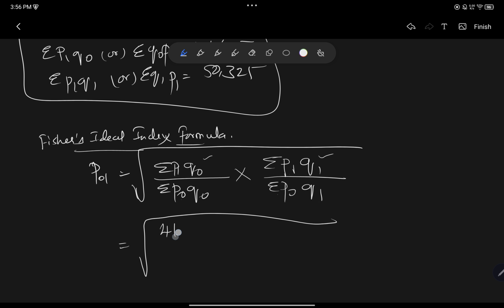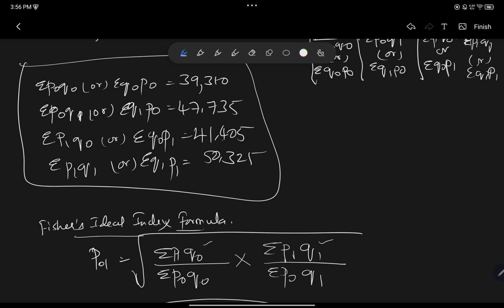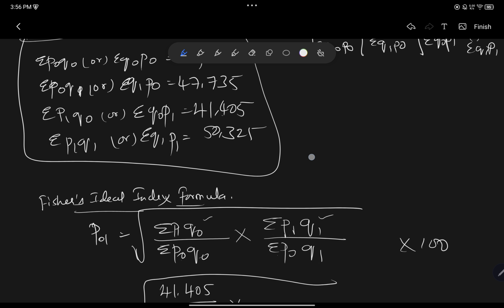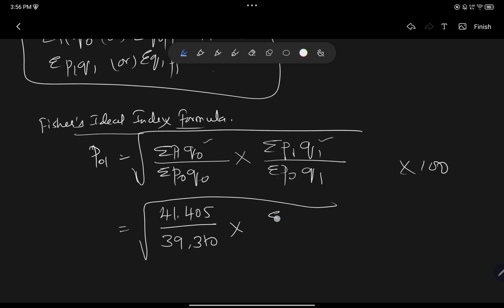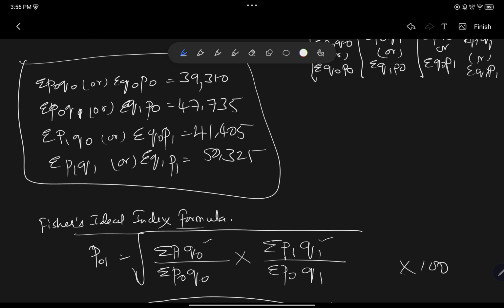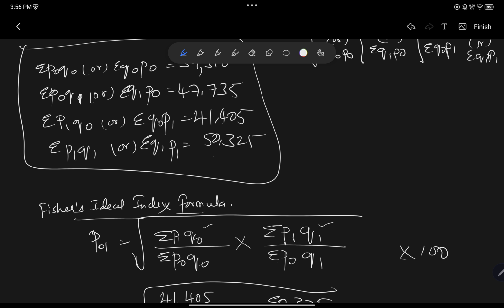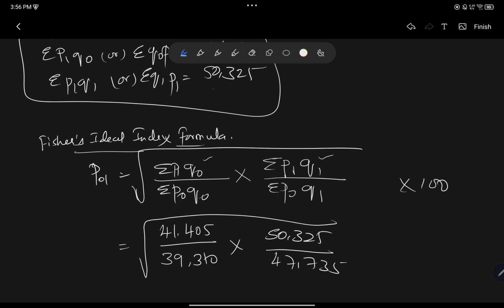41,405 divided by P0 Q0, which is here 39,310. Here we need to make it a percentage later, that's why into 100. Okay, next P1 Q1 is here 50,325, divided by P0 Q1, which is 47,735. All these four numbers which we had taken, the totals are here now.